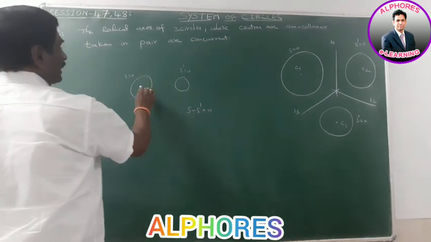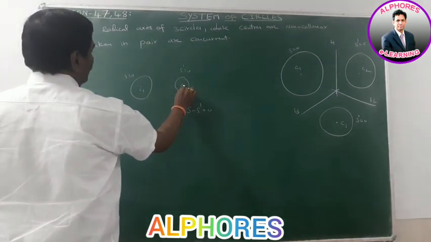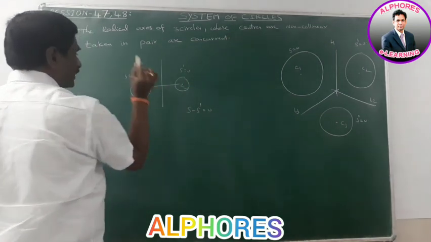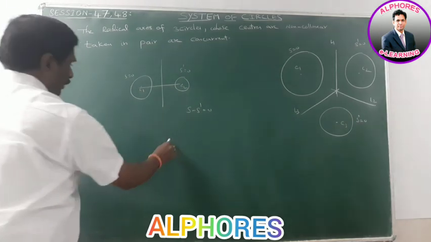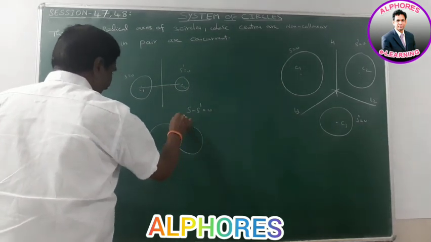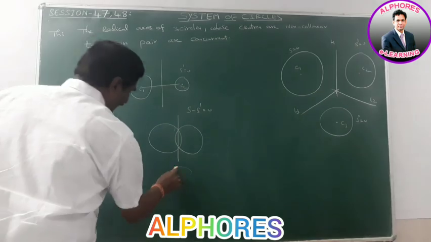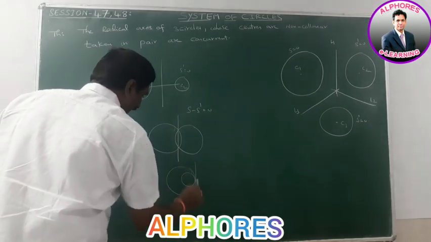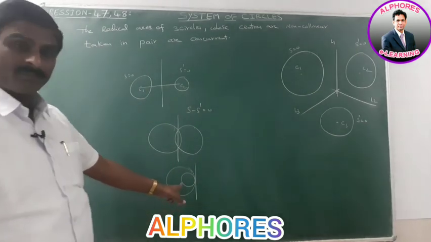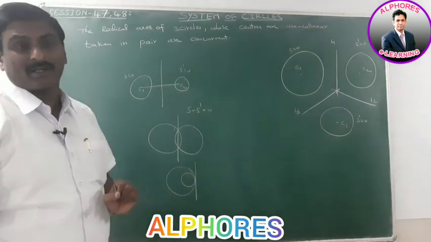Suppose the 2 circles are separate from each other, the radical axis lies in between these two circles. Suppose the 2 circles are intersecting, what is the radical axis? Common chord. If the 2 circles touch each other internally or externally, the radical axis is the common tangent at the point of contact.